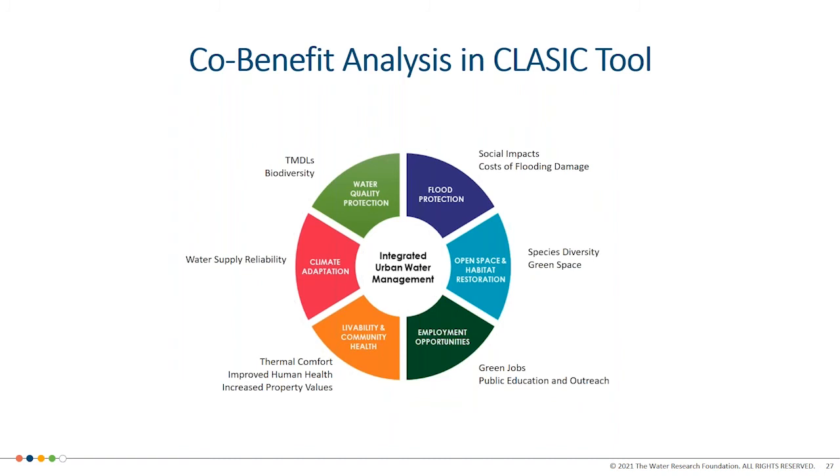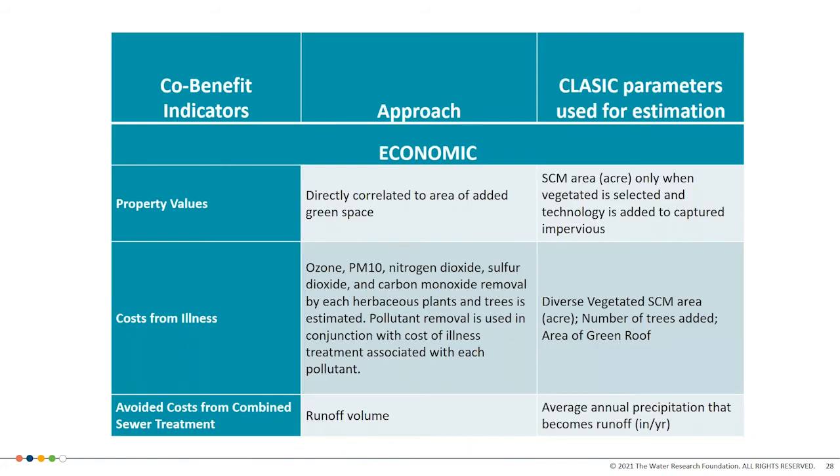The co-benefit analysis in the CLASIC tool, again, relates things to environmental, social, and economic indicators. And these are the broad categories of indicators that the CLASIC team has developed that are based on integrated urban water management indicators of sustainability. So we have things like species diversity, green space, jobs, the potential for outreach and education. Those are all examples of the various indicators that are included.